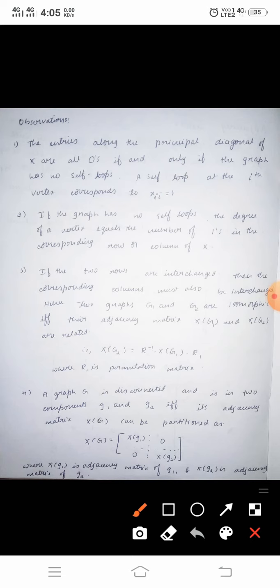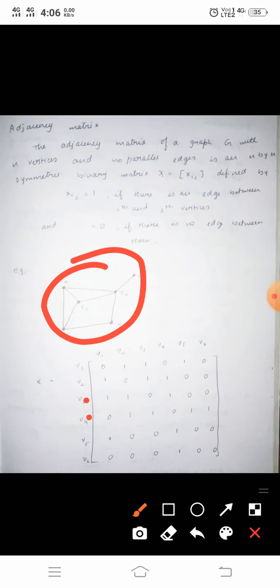ಈಗ ಜಸ್ಟ್ ನಾನು ರೋಸನ್ನು ಇಂಟರ್ಚೇಂಜ್ ಮಾಡಿದರೆ ನಾನು ಅದಕ್ಕೆ ಕರೆಸ್ಪಾಂಡ್ ಆಗಿರುವ ಕಾಲಮ್ಸನ್ನು ಕೂಡ ಇಂಟರ್ಚೇಂಜ್ ಮಾಡಬೇಕು. ಯಾಕೆ? ಈಗ ನಾನು V3 ಮತ್ತು V4ಅನ್ನು ಇಂಟರ್ಚೇಂಜ್ ಮಾಡಿದರೆ, ನಾನು ನೇಮಿಂಗನ್ನು ಇಂಟರ್ಚೇಂಜ್ ಮಾಡೋದಿಲ್ಲ, ಇದನ್ನು ಜಸ್ಟ್ ಇಂಟರ್ಚೇಂಜ್ ಮಾಡಿದರೆ ನನ್ನ ಗ್ರಾಫೇ ಆಚೆ ಈಚೆ ಆಗ್ತದೆ. ಸೊ ನಾನು 2 ರೋಸನ್ನು ಇಂಟರ್ಚೇಂಜ್ ಮಾಡಬೇಕಾದ್ರೆ ಕರೆಸ್ಪಾಂಡ್ V3 ಮತ್ತು V4 ಕಾಲಮನ್ನು ಕೂಡ ಇಂಟರ್ಚೇಂಜ್ ಮಾಡಬೇಕು.